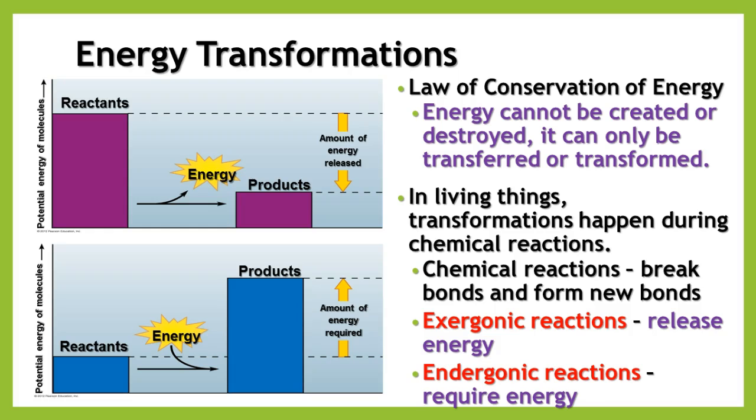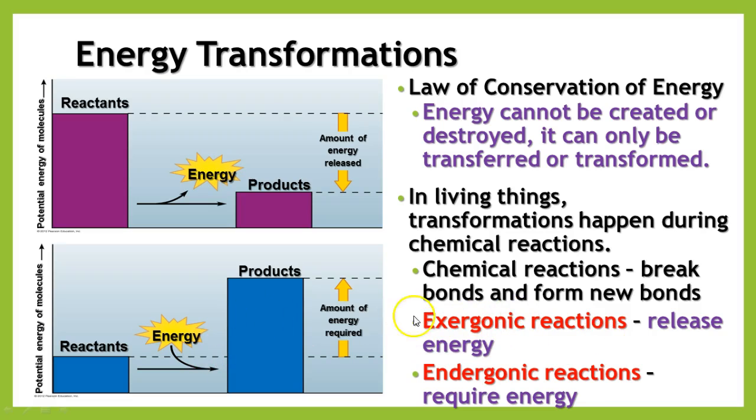Now, you've also learned about the law of conservation of energy. Here it is defined for you again. Energy cannot be created or destroyed. It can only be transferred or transformed. These energy transformations in living things happen during chemical reactions. And so there are two kinds of chemical reactions. There are what we call exergonic reactions, where energy is released. What occurs here is the reactants that you start with have a higher potential energy than the products do, so energy is released. And then we have endergonic reactions, where energy has to be added. The reactants are a lower potential energy than the products, so you have to add energy in.